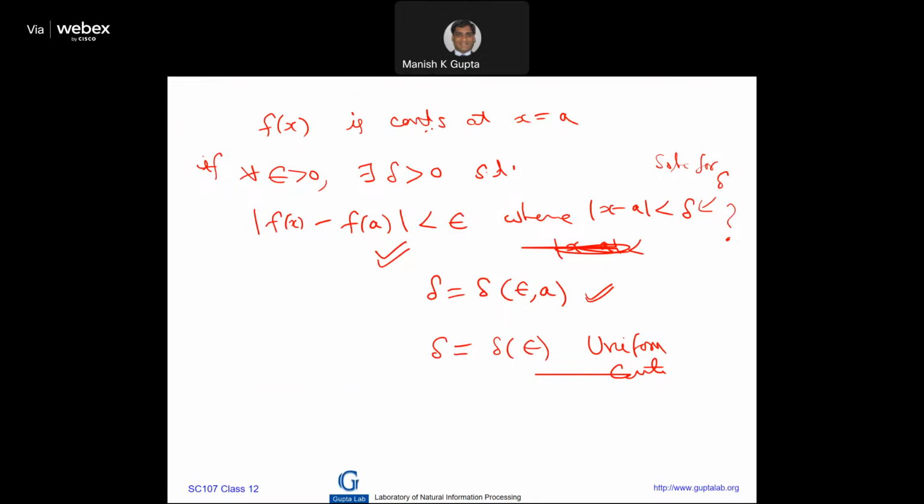Anyway, so in case a function is uniformly continuous, this delta depends only on epsilon. If you are able to show that, the function will be uniformly continuous. Now there are different characterizations of uniform continuity. I will write 1 or 2 so that you know.